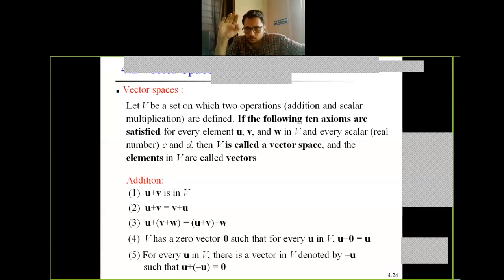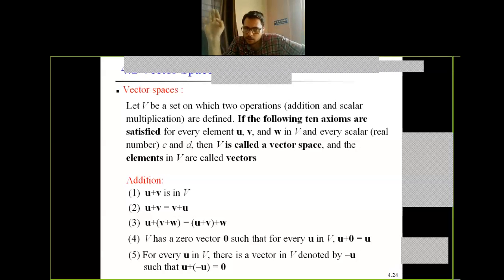Then, this is very important. Out of those axioms, this is the first important axiom. If there is an example in your exam asking whether a given space is a vector space or not, then what will you do? The first axiom that you will check is this one, that is, u plus v, whether u plus v is in capital V or not.